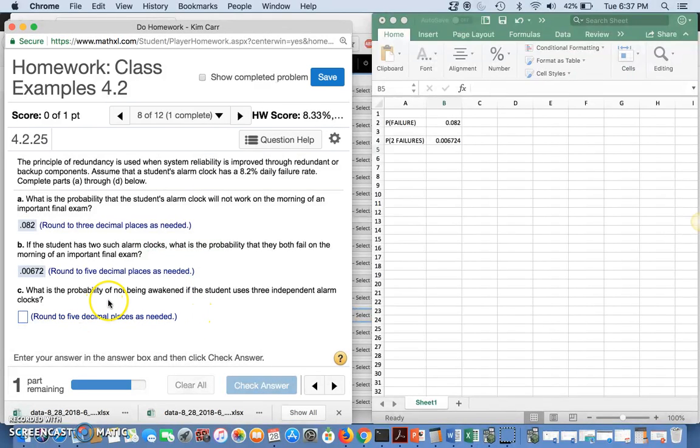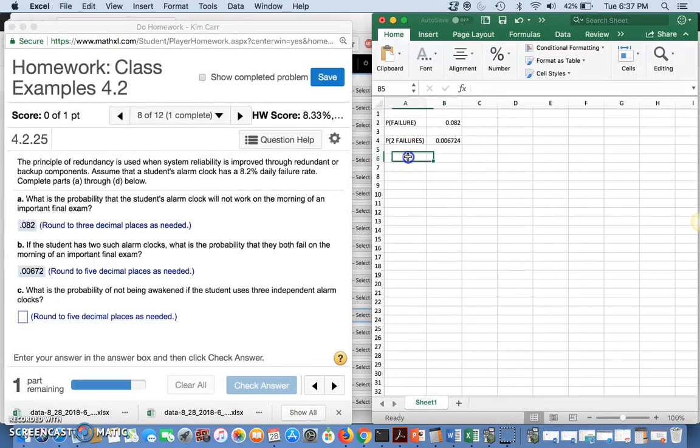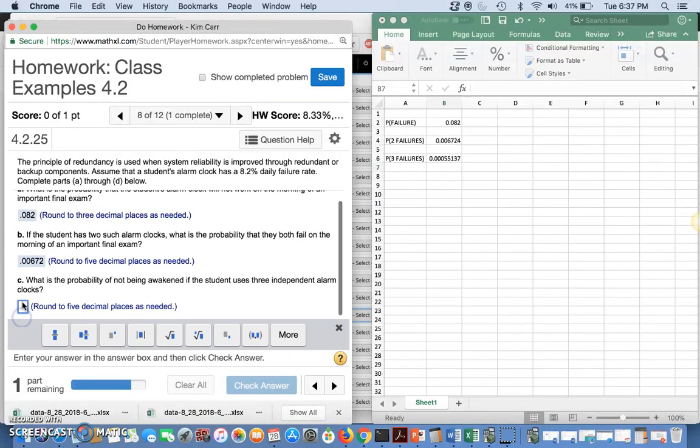Okay. Then it says, what is the probability of not being awakened if a student uses 3? Okay, well, it's basically the same thing again. The probability of 3 failures, what is that going to be? Equals sum, the probability of the first one, and then we would raise that to the third power. And 5 decimal places, what do we get? 0.123055.